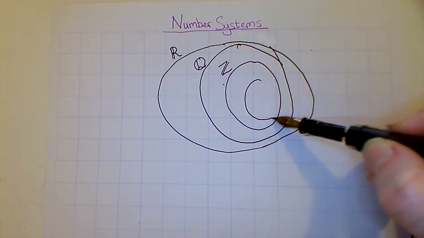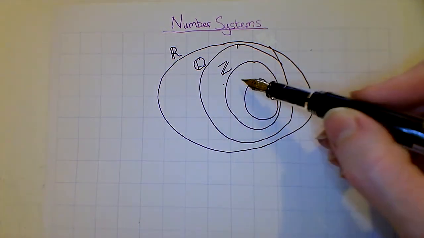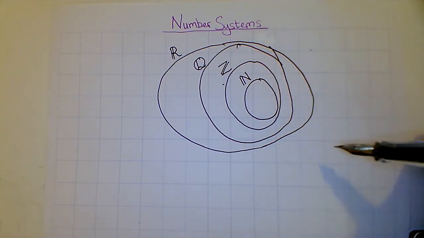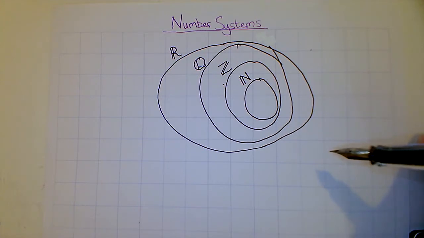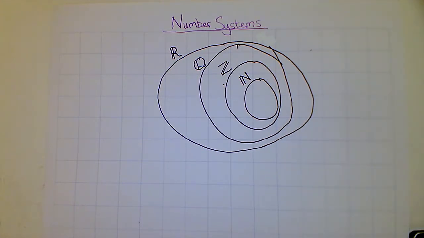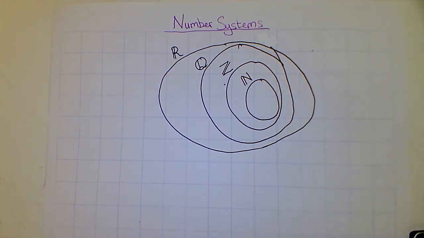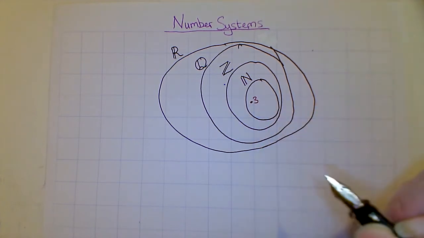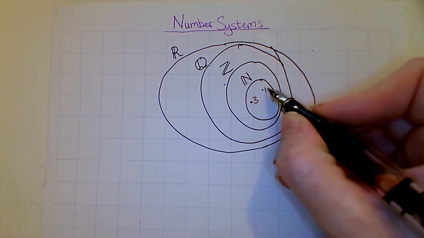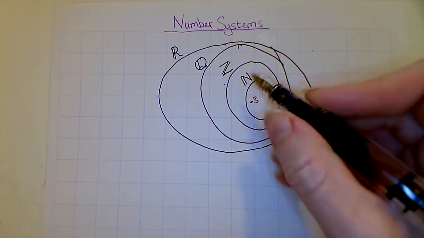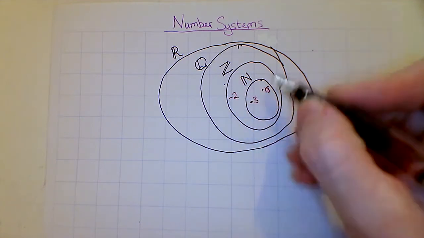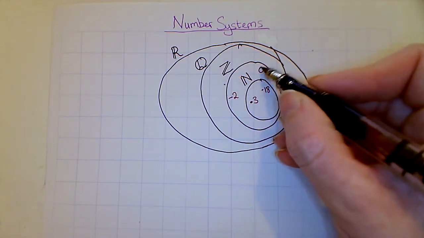So then the smallest set that we have inside the integers is the natural numbers. Be careful when this is at an angle, they can look like each other. And the natural numbers are whole positive numbers only. So let's put some examples in here. If I have a whole number and it's positive, so for example, the number 3 would be in here. The number 18 would be in here. If I have a whole number and it's negative, it's going to be out here, like -2. And actually, 0 would be here as well.